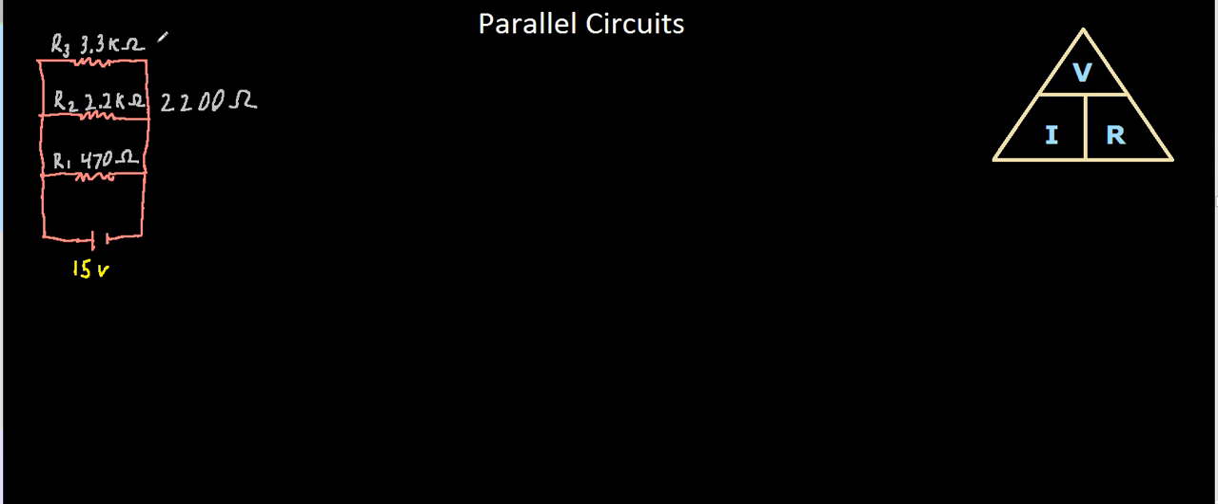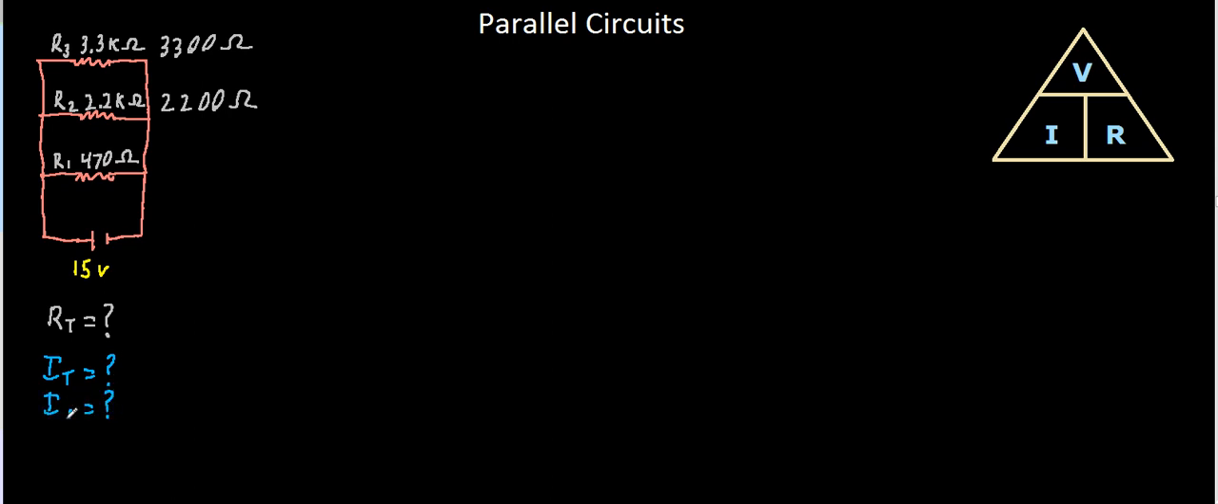So 3.3 kilo ohms becomes 3,300 ohms. And likewise, 2.2 kilo ohms becomes 2,200 ohms. And to solve this entirely, we need to find several things. The first one is, of course, the resistance total. Then we need to find the total current, and we need to find each individual current for each individual resistor.